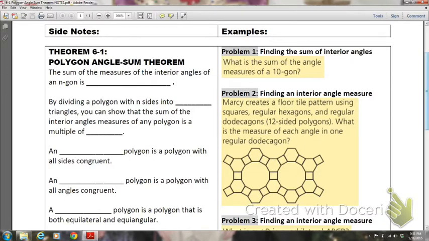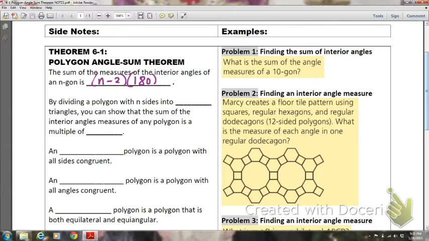angles of an n-gon is n minus 2 times 180. Now, what's an n-gon? An n-gon is just a term used to refer to a polygon with n number of sides, however many number of sides n is.